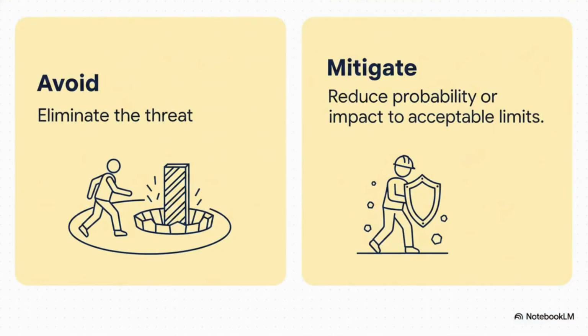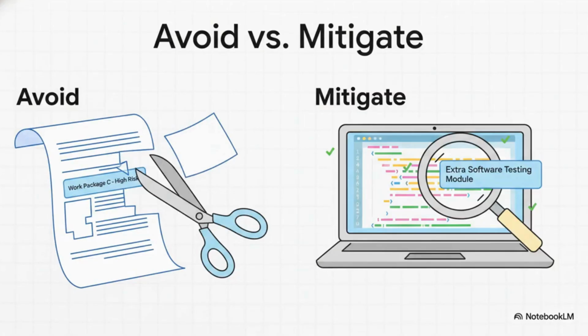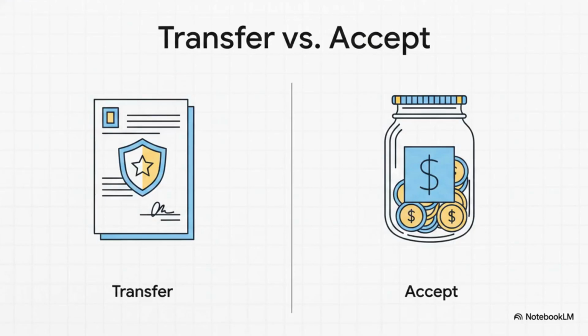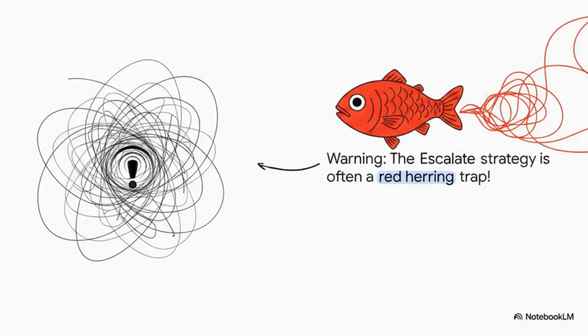Let's compare threats. Avoiding a risk eliminates it completely, while mitigating just reduces its overall severity. Like avoid a threat by changing your project scope, or mitigate it by adding extra software testing. Now, transferring pushes the impact onto a third party. Accepting? Well, that means you just live with it. Basically, you transfer risk by buying insurance, you accept it by setting aside a contingency reserve budget. Watch out, though. Choosing to escalate to management on the exam is literally a massive red herring.